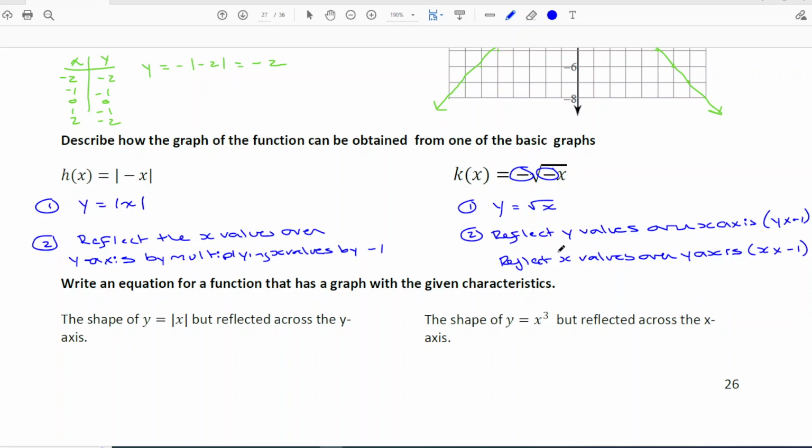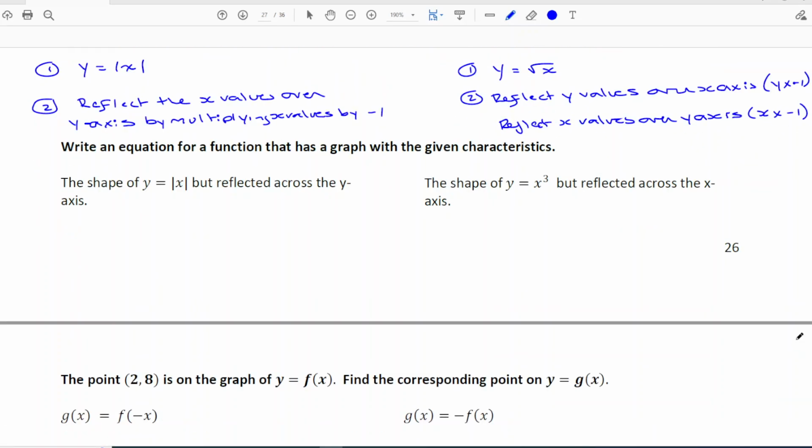And some people get lazy even more, and they're like, I reflect over the x-axis, I reflect over the y-axis. I really do like starting with which values I'm reflecting and then which axis I'm going over. It just helps my brain. But if you don't need it, you could just say, what am I going to do? Oh, I'm going to reflect over the x-axis, I'm going to reflect over the y-axis. Done. All right, let's try the equations.